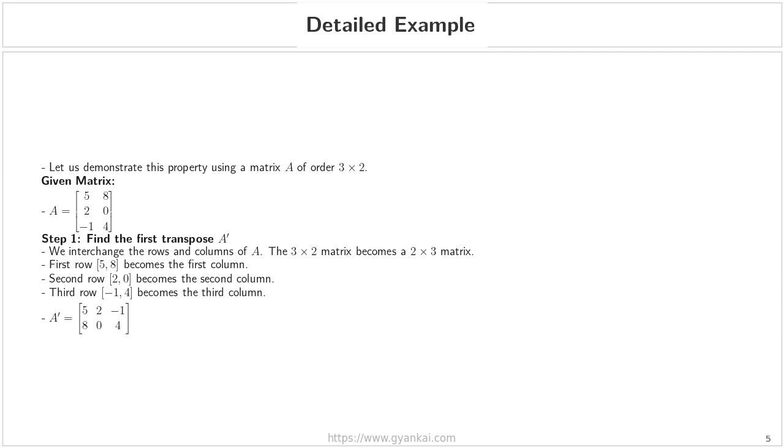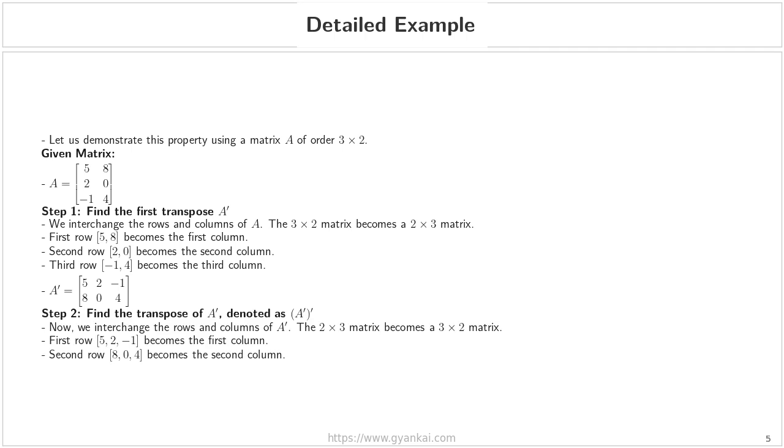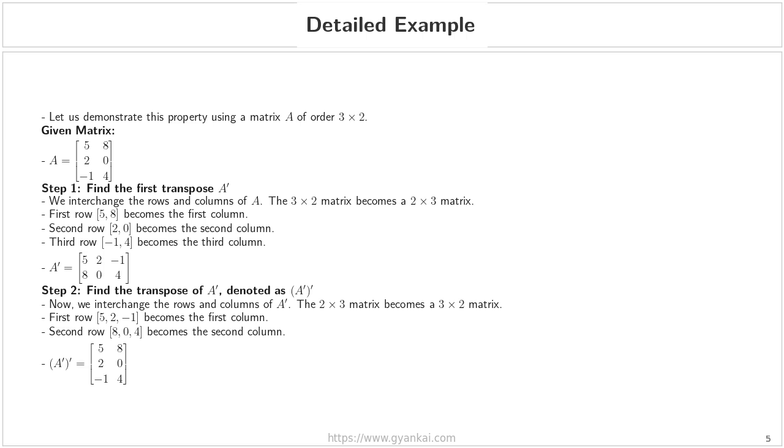8, 0, 4. Now we move to step 2, finding the transpose of A prime, which is written as the transpose of A prime. Once again, we interchange the rows and columns. This time, our 2x3 matrix will return to being a 3x2 matrix. The first row of A prime, 5, 2, -1, becomes the first column. The second row, 8, 0, 4, becomes the second column. As you can see, the resulting matrix consists of 5 and 8 in the first row, 2 and 0 in the second row, and -1 and 4 in the third row.